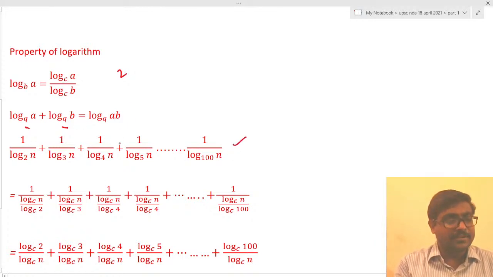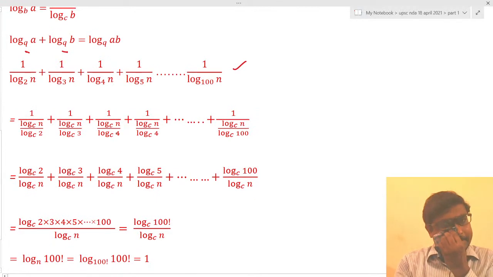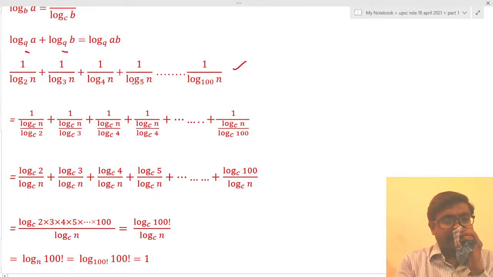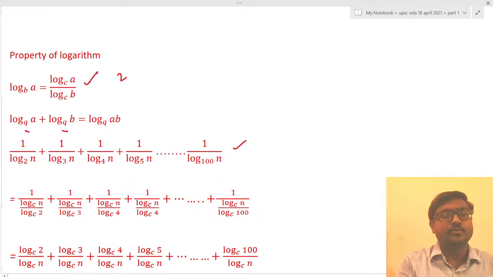I just have to simplify this. Instead of n, I can use 100 factorial. So I have to choose the right option. Now I have written it like this. Now I'm going to use the first property. This property I'm going to use.